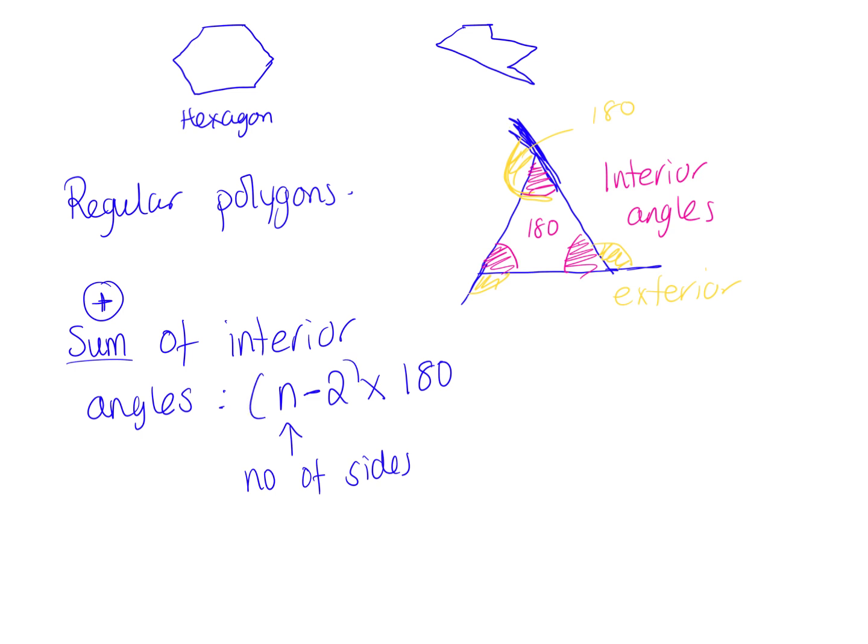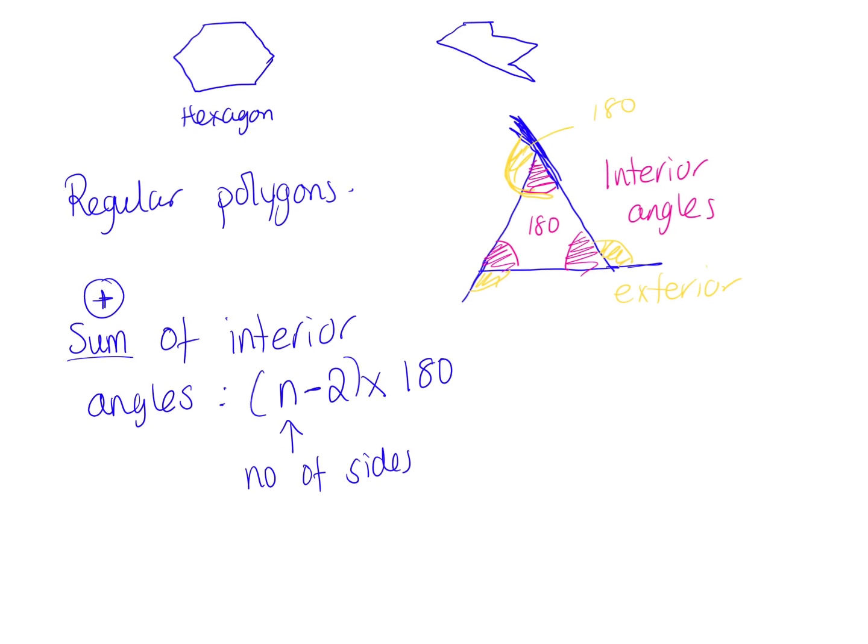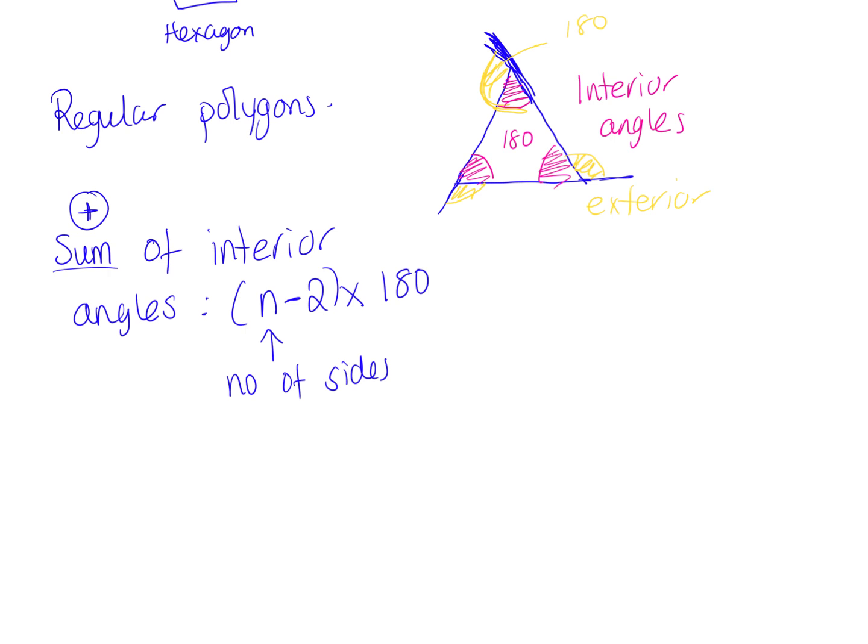So if I had 3 minus 2, what would that give me? 1. 1 times 180? 180. So that tells me my triangle should have 180 on the inside, right? What about this one, Holly? So if I did my hexagon here, okay?